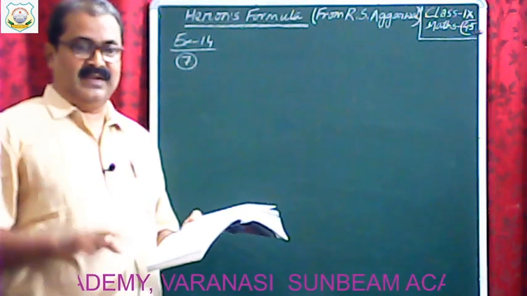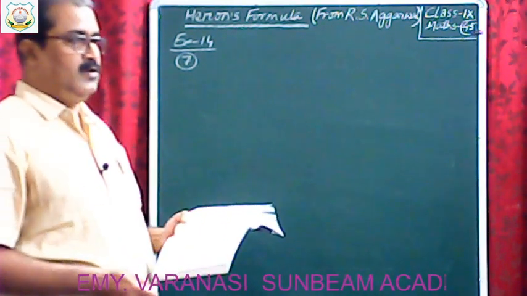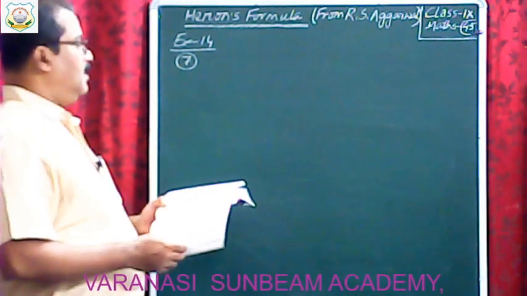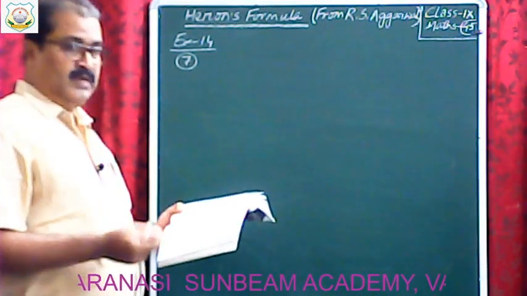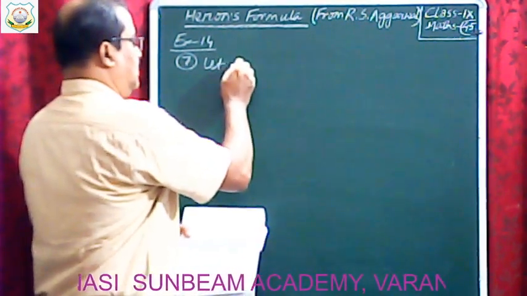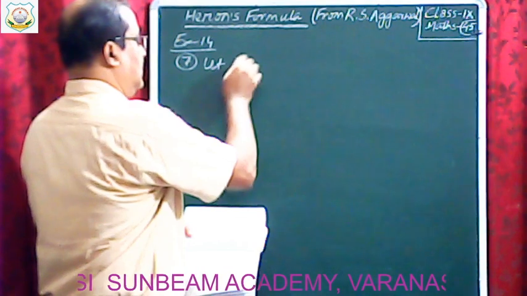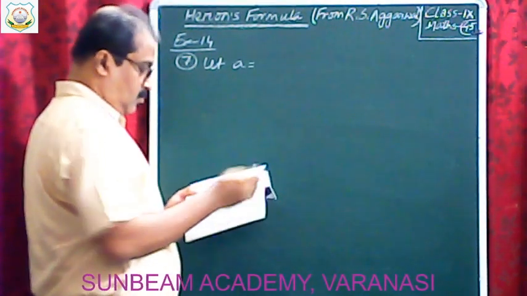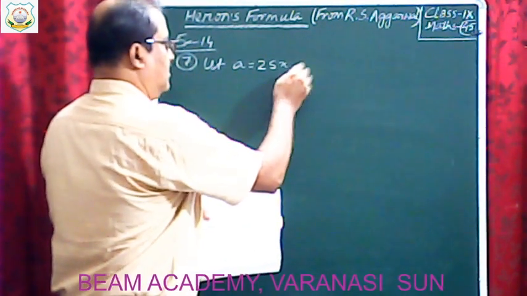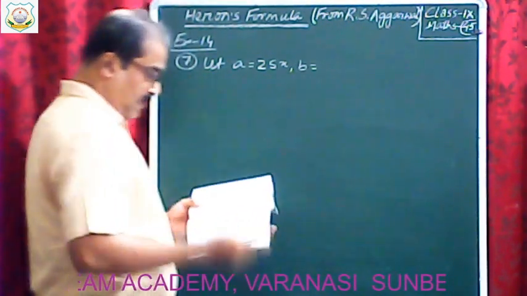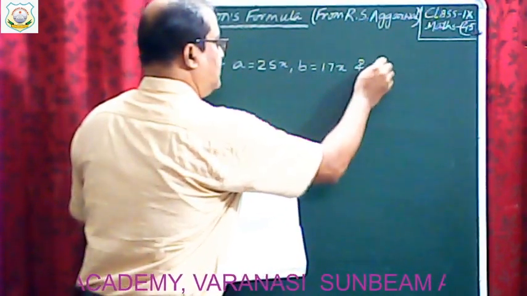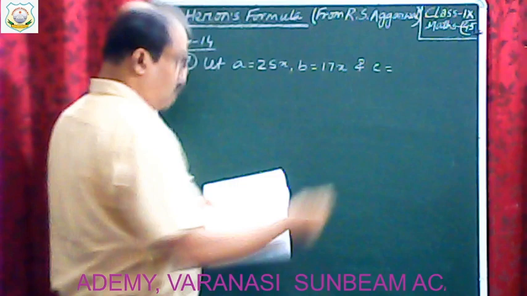The perimeter given, ratio of sides given. Clear? The ratio of sides you have to use. So what you have to do is break the ratio using a constant like this. Let A equal to 25x, B equal to 17x, and C equal to 12x.